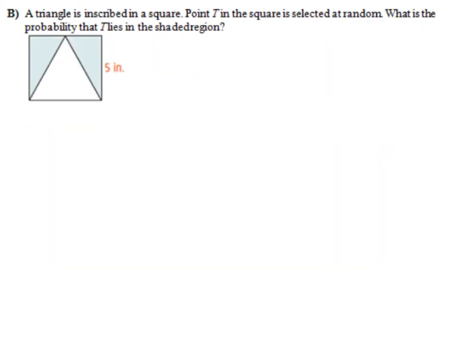Right now, I want you to attempt this problem by yourself. Also realize that since this triangle is inscribed, that means the points are at the side lengths of the square. So that means this length right here is 5, and this length right here is 5. That's going to help you find the area of the triangle. Again, pause the video and attempt it by yourself.